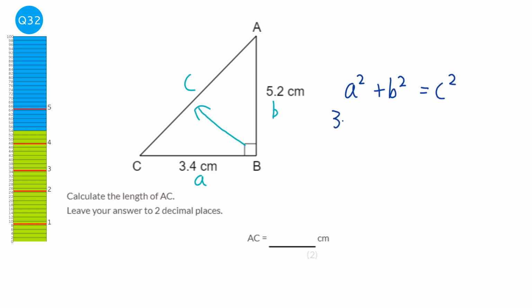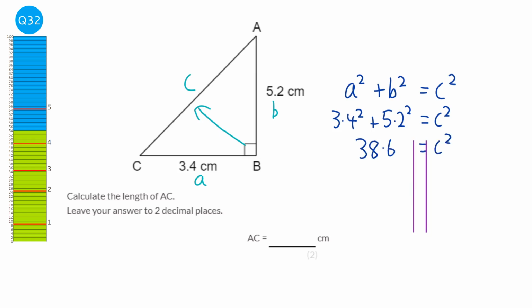A we can see is 3.4, B is 5.2. And we're looking for what C squared is. So 3.4 squared plus 5.2 squared is 38.6. And we need to solve to find out what C is. And to do that, what we do is we just square root both sides. So square root of 38.6 is 6.212... And C squared, the square root of that is C. So to two decimal places, it's going to be 6.21.